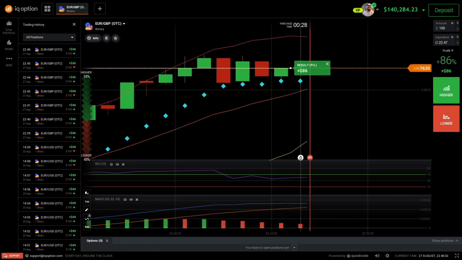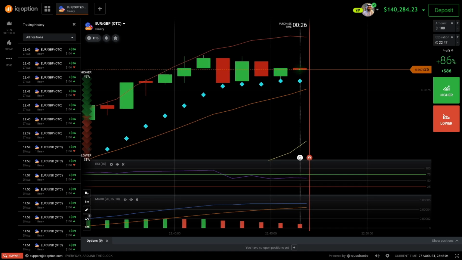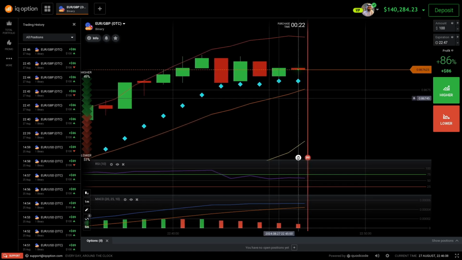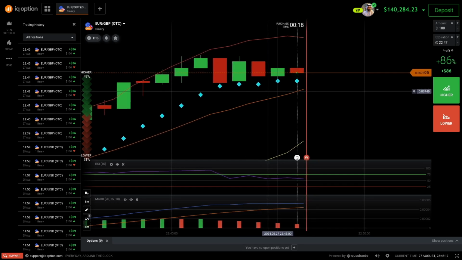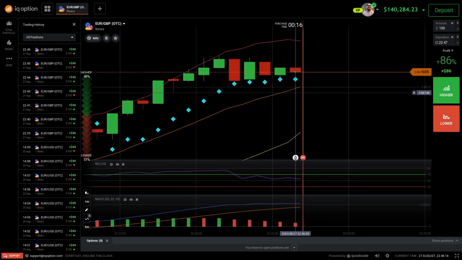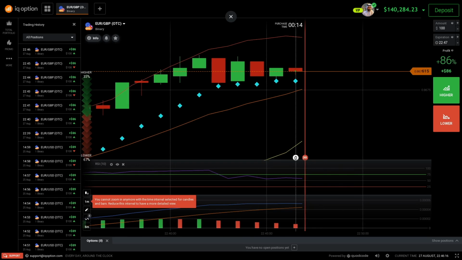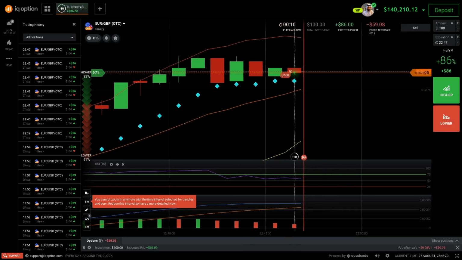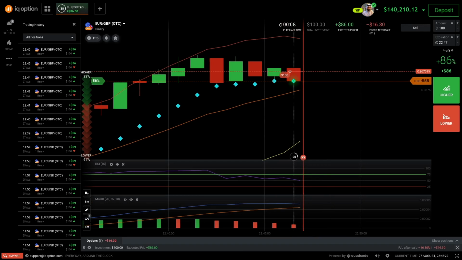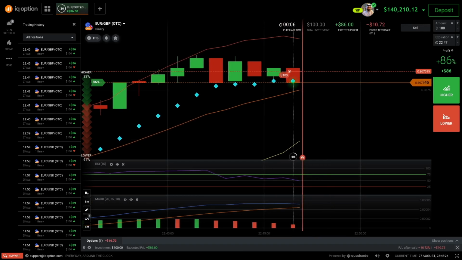So I guess we still have another position to open. We are already at $1,000. I guess we already made $1,000. I will open this last trade. So let's go down and hope that this is right. I hope that this is going to be right.